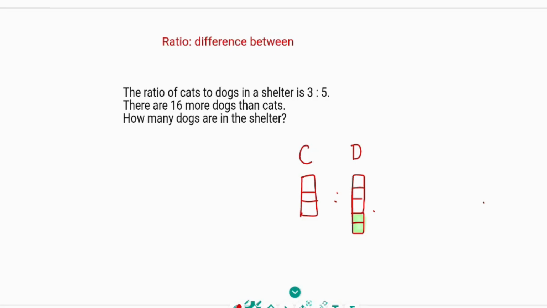So this time, it's these 2 boxes that represent the 16, because you've got that many more boxes of dogs and that many more dogs. So 16 divided by 2 is 8. Every single box in your ratio is worth 8. I'm not even interested in how many cats we have. It just says how many dogs are there in the shelter. So we've got 8 times 5, 40 dogs.